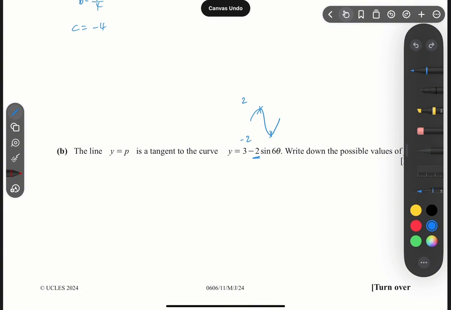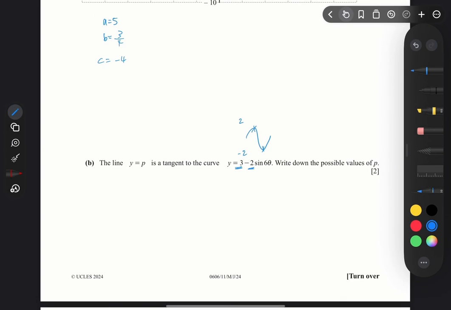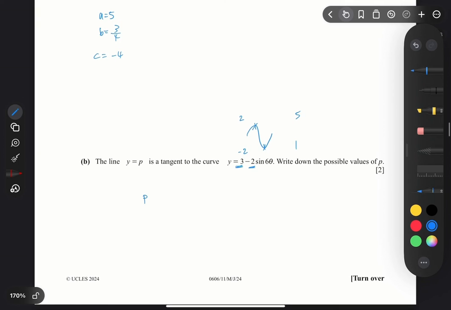And this part, 3, tells you that the graph has shifted up by 3. So instead of 2 and minus 2, the new values will be 5 and 1. And because of that, you can tell that p equals 5 and p equals 1.